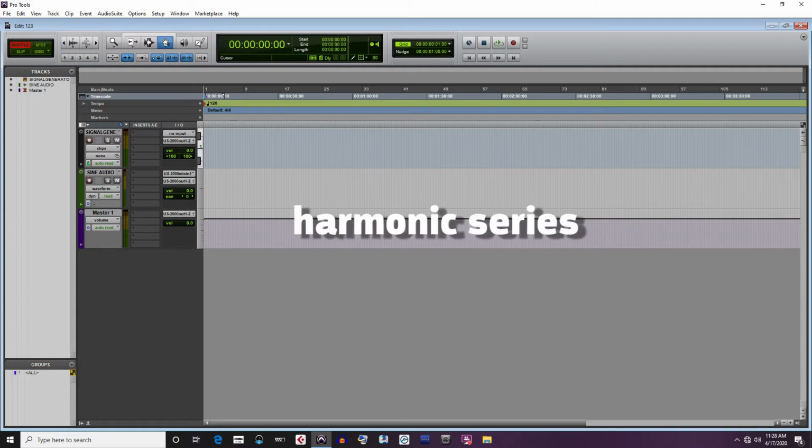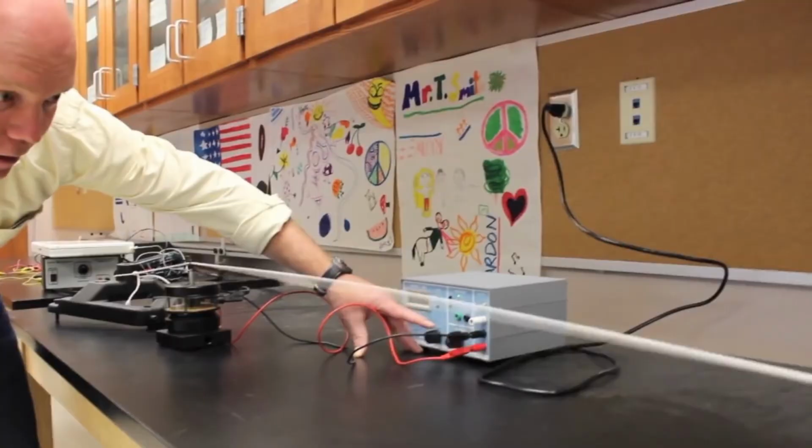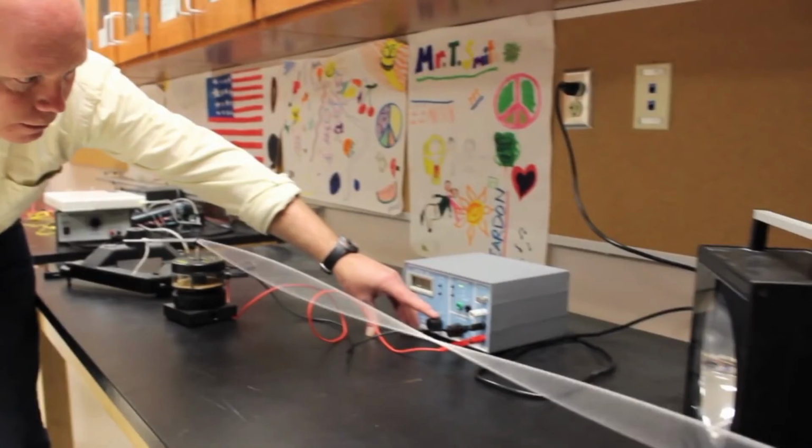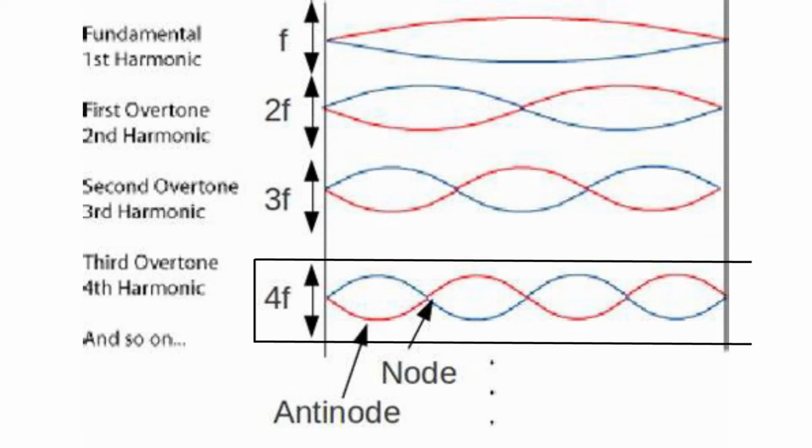After the fundamental partial, each succeeding partial in the harmonic series is divided into increasingly smaller and smaller equally divided parts, or integer, whole number, not fraction, multiples of the fundamental frequency. So, looking at the fundamental frequency which spans the entire length of the string, the next partial in the harmonic series we would see is the string oscillating in two equally divided oscillating sections, then three equally divided oscillating sections for the partial after that, then four equally divided oscillating sections after that, and so on. This is demonstrated in this diagram.